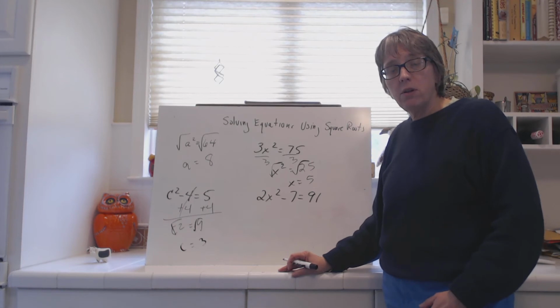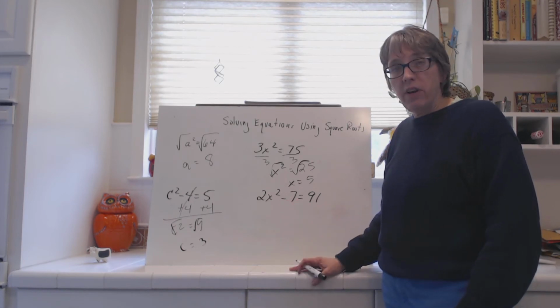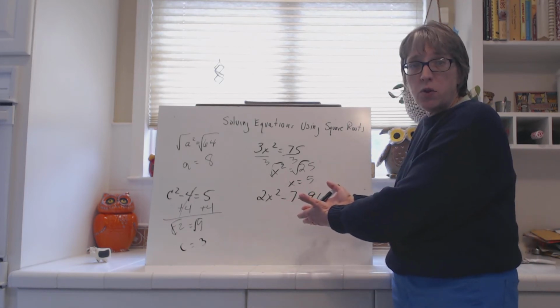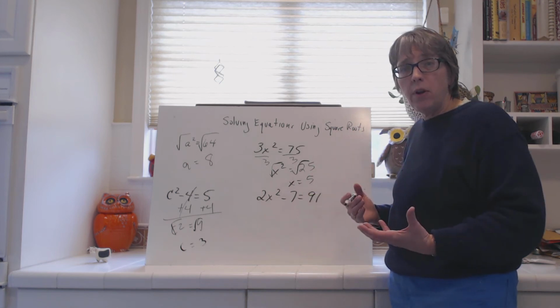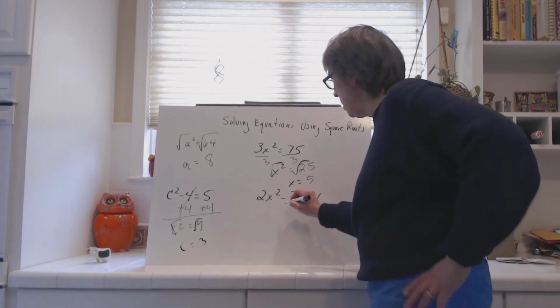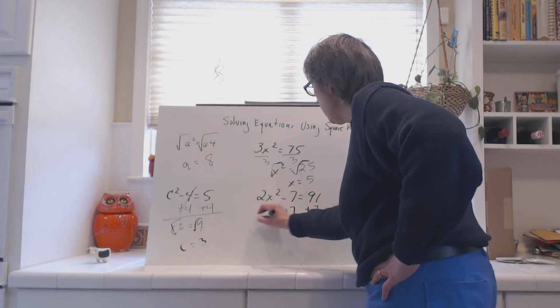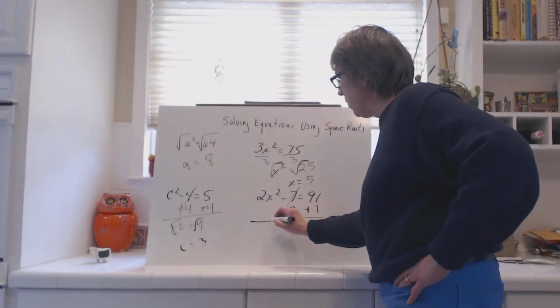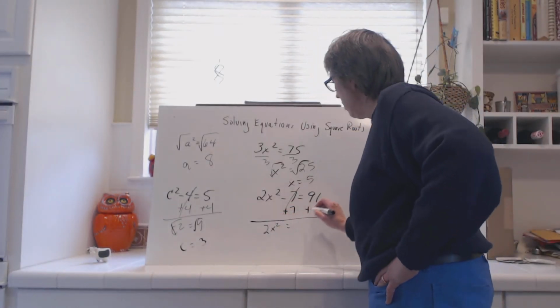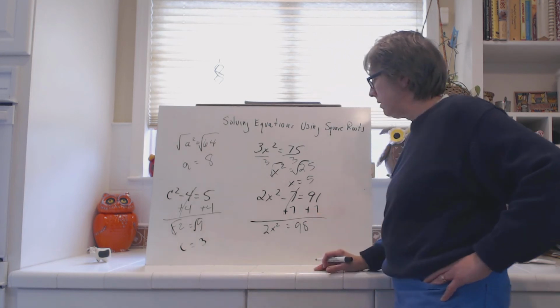Here's a little trickier one. What do you do first? You're going to isolate the variable. Well, you're subtracting 7, so the inverse operation of subtracting 7 is adding 7. This is how you have to show your work. We bring down the 2x squared, and we get 98.